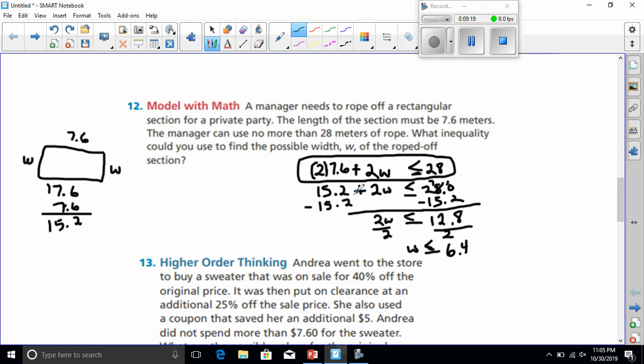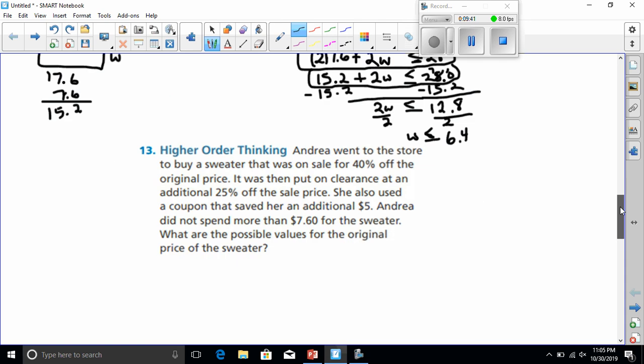Okay, I could have even used this one here after I multiplied 2 and 7.6 as an answer, and it would have been just fine. But I took it a step further because I was curious to find out what W was, and W does equal 6.4. All right, so let's go on to number 14.